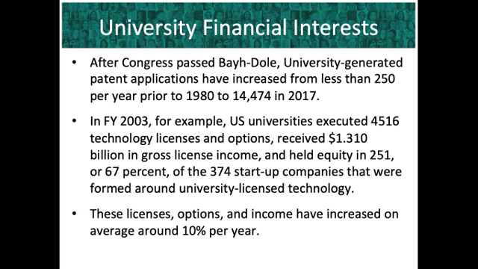And if you look at these licenses, options, and income, it increases on average about 10% a year, adjusting, of course, for rapid economic growth or economic decline, depending on if we're a boom or a bust economy. And in fact, as a result of Bayh-Dole and the Tech Transfer Act of 1980, American universities now dominate a global list of the top utility patents.